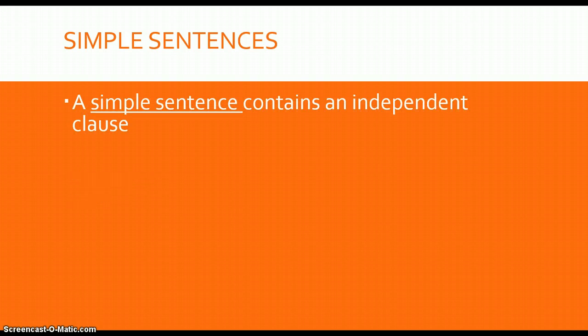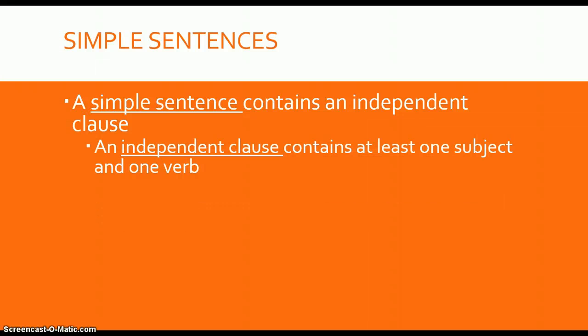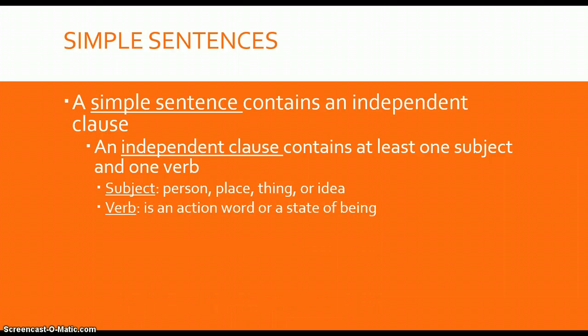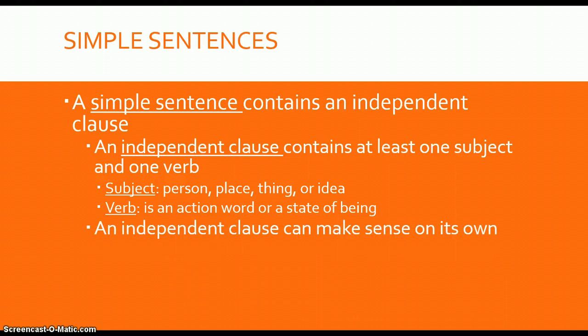A simple sentence contains an independent clause. Now, some of you might be wondering, what is an independent clause? So an independent clause contains at least one subject and one verb. A subject, as most of you know, is a noun, which could be a person, a place, a thing, or an idea. A verb is an action word or a state of being. So an independent clause needs at least a subject and a verb. And when it has at least a subject and a verb, it's going to make sense on its own.